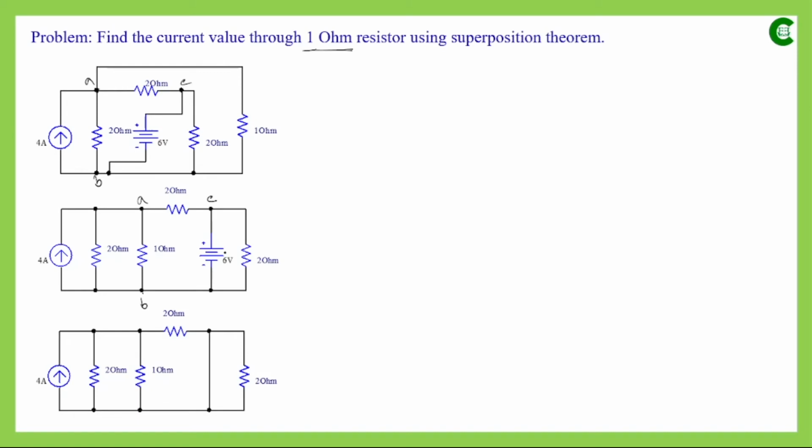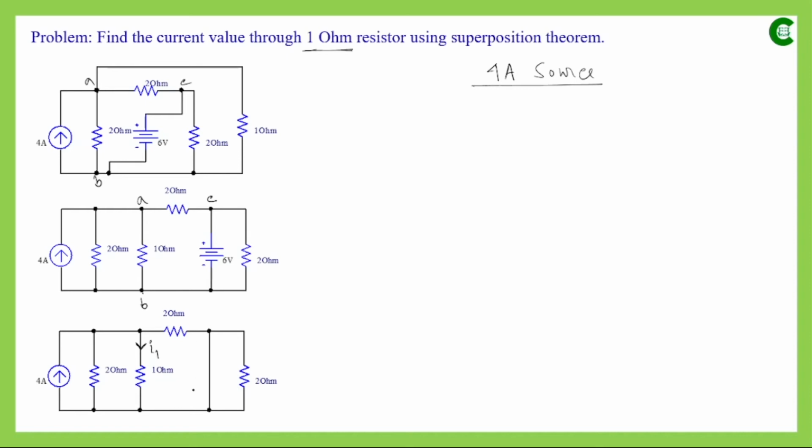In the first step, we have considered the current source, the 4 ampere current source, and we have deactivated the voltage source. Since the 6 volt voltage source is an ideal voltage source, we have deactivated it by shorting the path between these two terminals C and B. Now we will simplify this circuit and find the current through this 1 ohm resistor. Suppose this current is I1, then how to simplify?